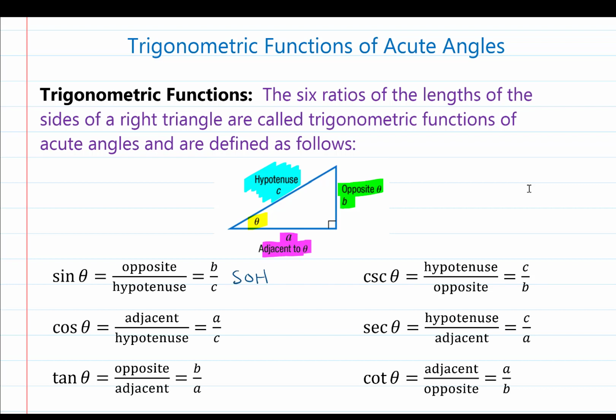A good mnemonic device that allows you to remember the ratios for sine, cosine, and tangent is SOH-CAH-TOA: SOH, which represents sine is equal to opposite over hypotenuse, CAH, which is cosine is equal to adjacent over hypotenuse, and TOA, which is tangent is equal to opposite over adjacent.